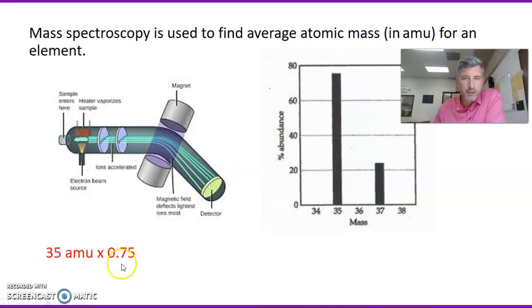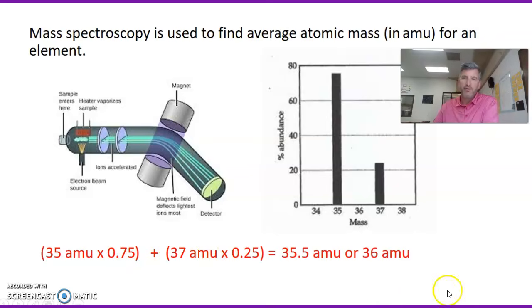So what you would do is you would simply take the mass of your first isotope, and it doesn't matter where you start. So I'll start with the 35 AMU. You're going to multiply it by the abundance as a decimal. So if I'm going to call this 75%, and sometimes the graph will already be in decimal form, but in this case it's in percent form. So I'm going to take that 75% and call it 0.75. And I'm going to do the same with each one. So 75% have a mass of 35 AMU, 25% or 0.25 have a mass of 37 AMU, and then I'm just going to add up my answers. And if I do that, I get 35.5 AMU.